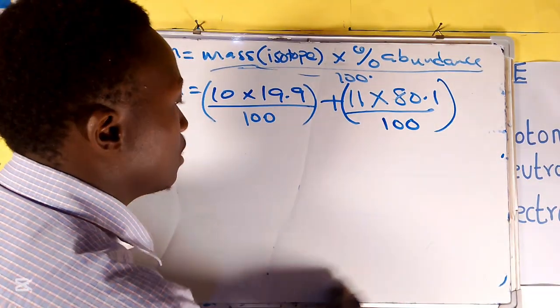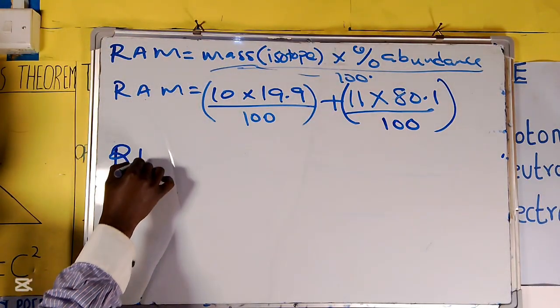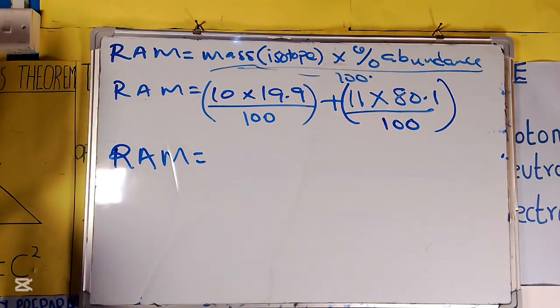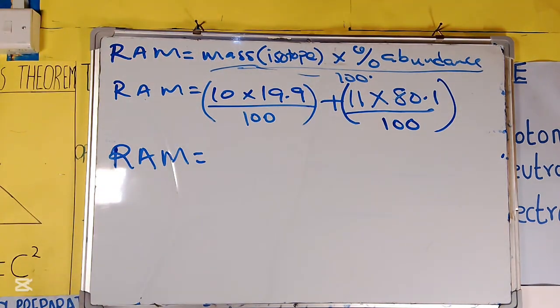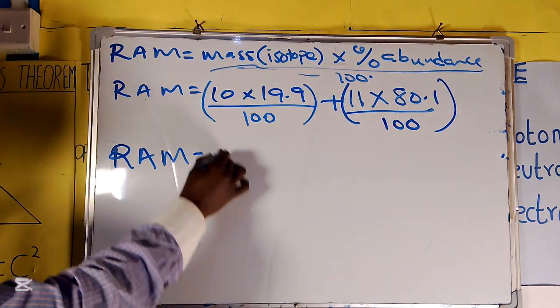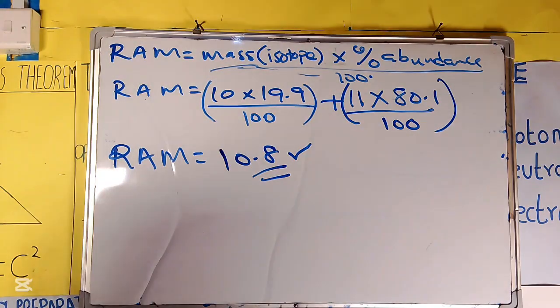And once we do that, we have our RAM as. So if you solve all of this in a calculator, you are going to get 10.8. You will get 10.8 as your RAM.